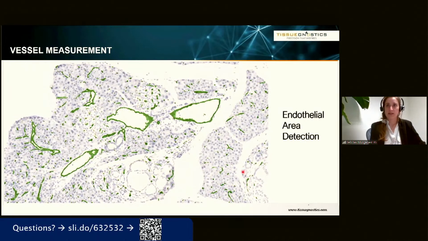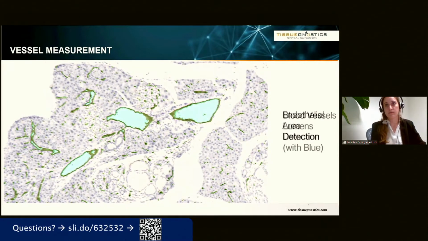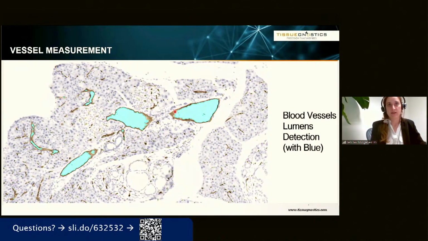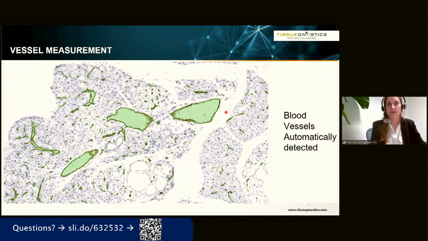So in green, you can see now the detected blood vessels. Here you can see in blue the detected lumen of the blood vessels. And here you can see the whole blood vessels detected, so the endothelial cells plus the lumen of the blood vessels.